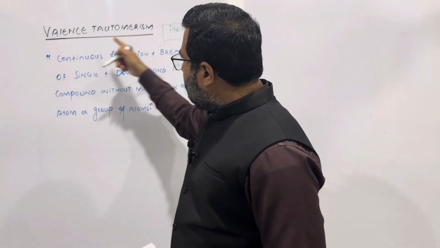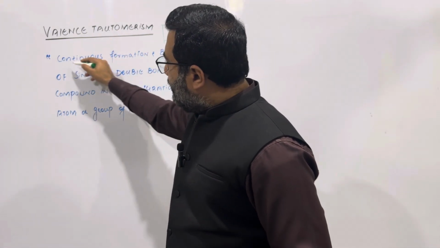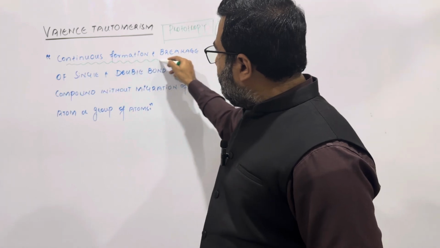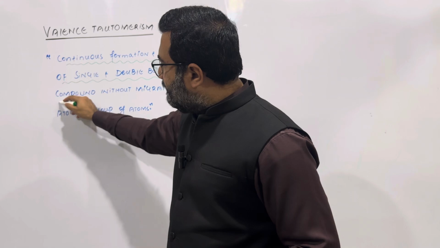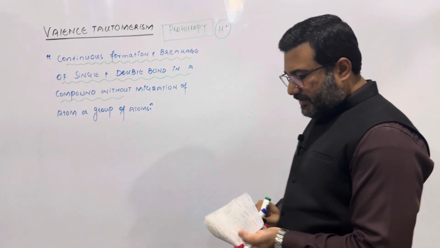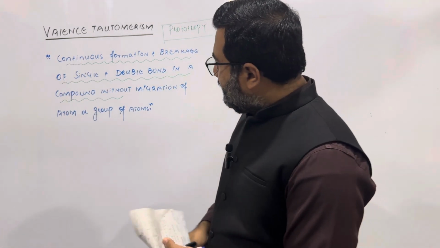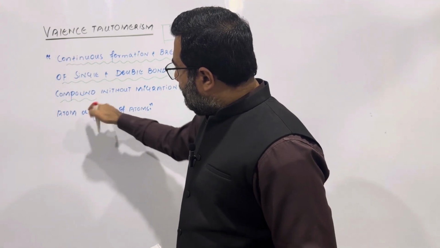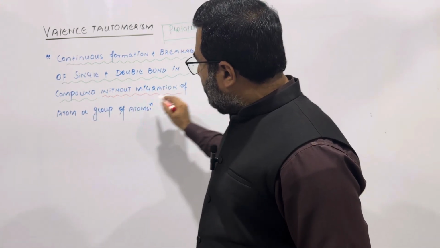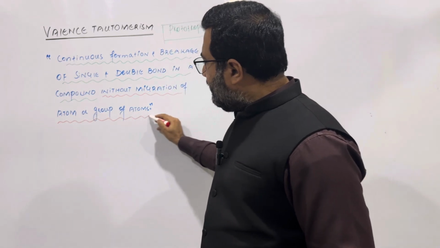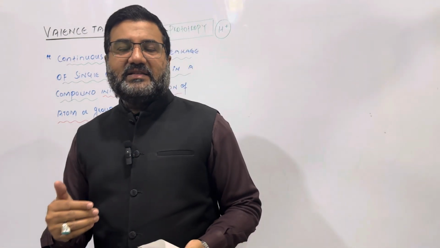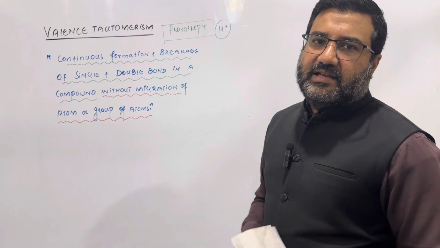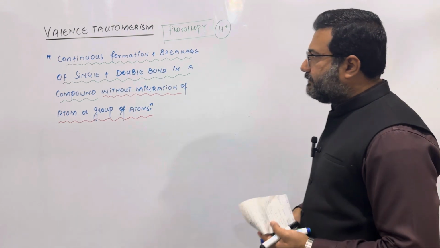Rather, this valence tautomerism is due to continuous formation and breakage of single and double bond in a compound, and there will be no migration of any atom or group of atoms in a compound. So you can say in valence tautomerism there is relocation of bonds, and in prototropism or prototropy there is relocation of the atoms or the group of atoms.